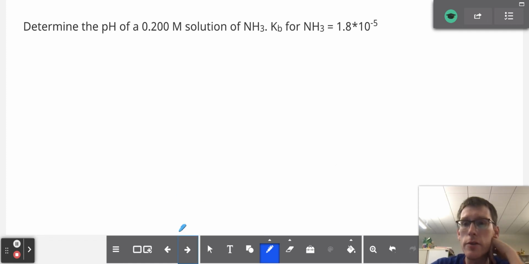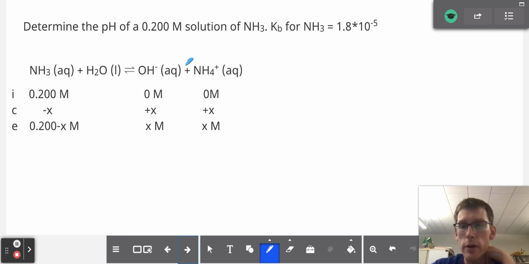A similar procedure could be used for determining the pH of a 0.200 molar solution of NH3, NH3 being a weak base. And I'm going to walk through this pretty quickly because it's basically the same thing. We set up our equilibrium equation. The NH3 is aqueous, it reacts with water, and instead of getting H3O+, we have OH- because the NH3 is acting as a base. NH4+ is the conjugate acid. Initially, we have a 0.2 molar solution of NH3 with no hydroxide or ammonium, but some amount of ionization occurs, and we end up with 0.2 minus X. We get X molar hydroxide and X molar ammonium.